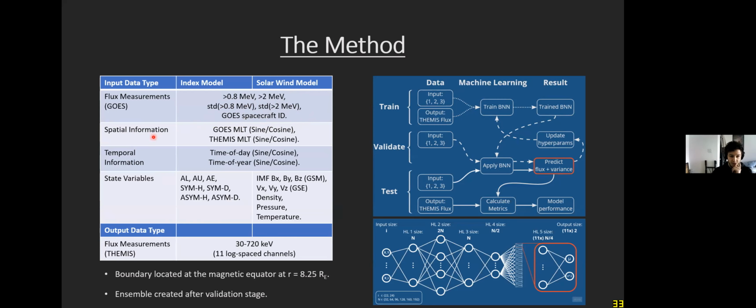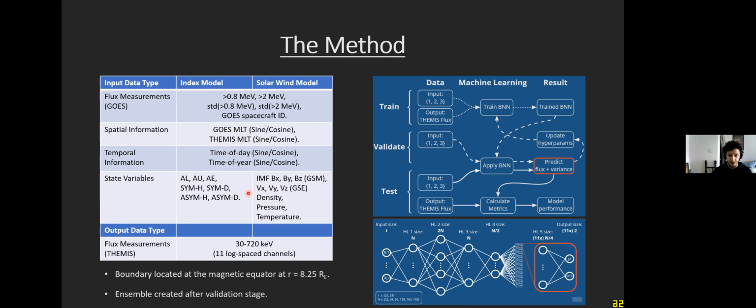We also want spatial information because we don't necessarily expect the mapping from the GOES flux to the outer boundary to be consistent in terms of where the spacecraft are located. So we have the position of the GOES spacecraft and the position of the Themis spacecraft so that we can learn these spatial dependencies. And then we're making 2 separate models.